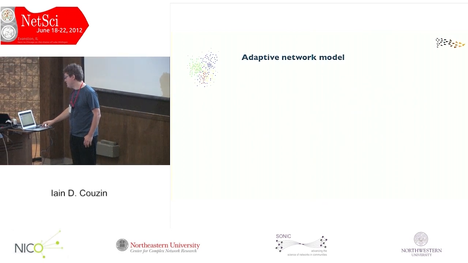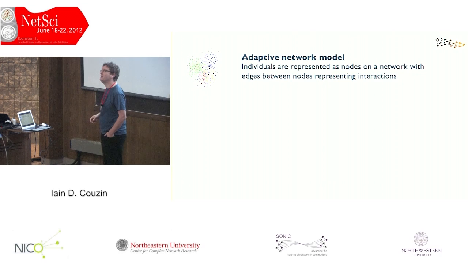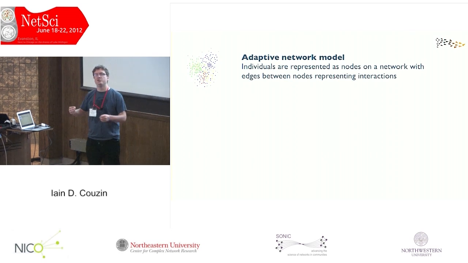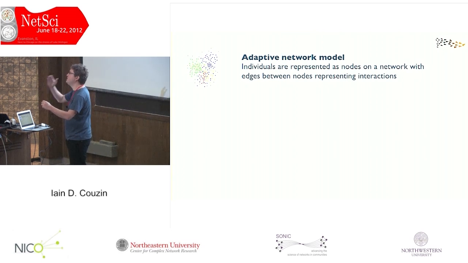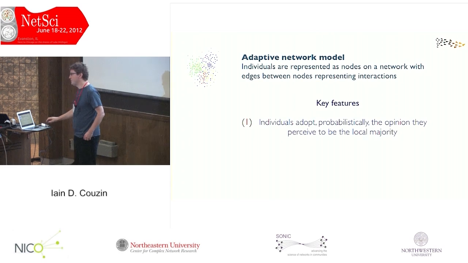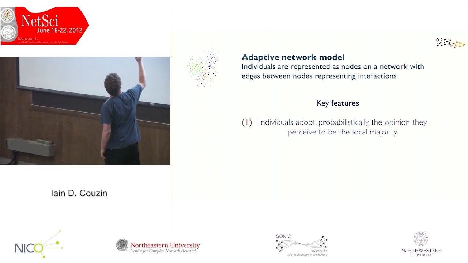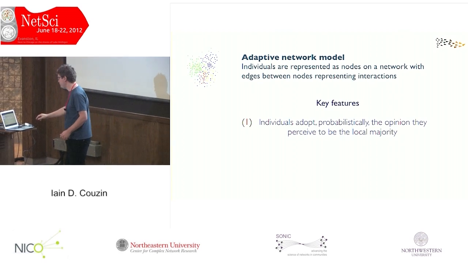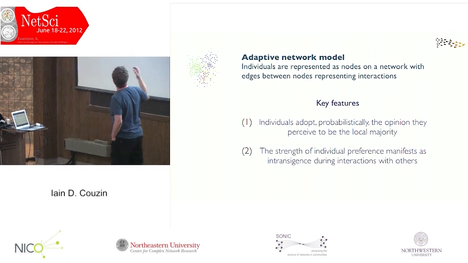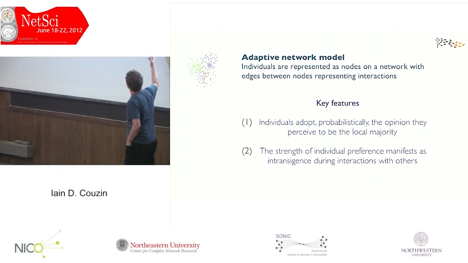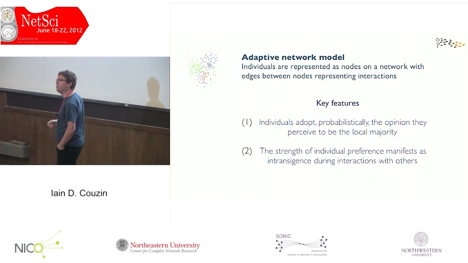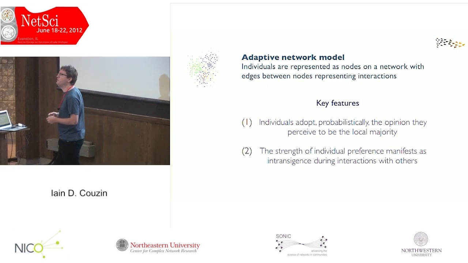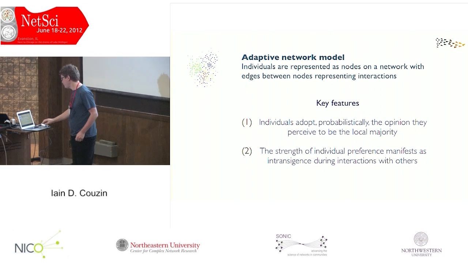And so I don't really need to say too much about networks to an audience like this. Now we can represent individuals in an abstract way as nodes. And then edges can represent the interactions between the organisms. And so there are key features of the model. Individuals adopt probabilistically the opinion they perceive to be in the local majority. And the strength of individual preferences is manifested as intransigence, an unwillingness to give up on your opinions, or you'll flip back to your previous opinion even if you were changed.